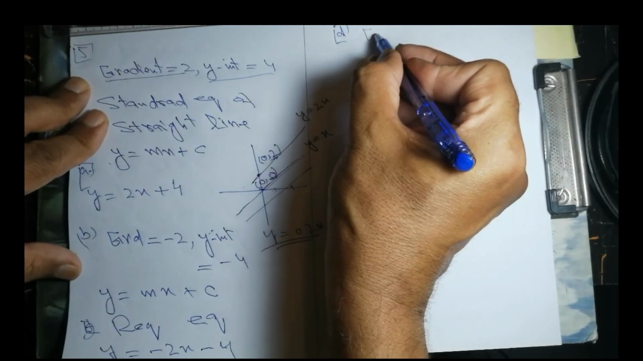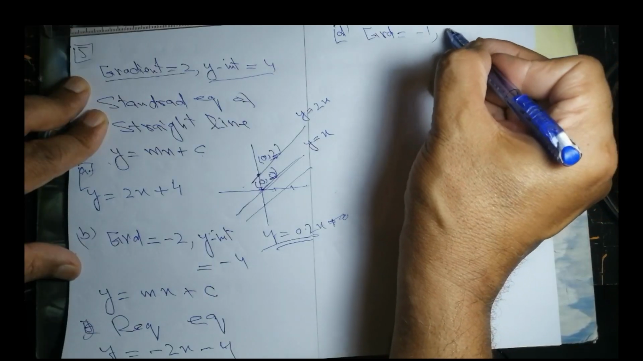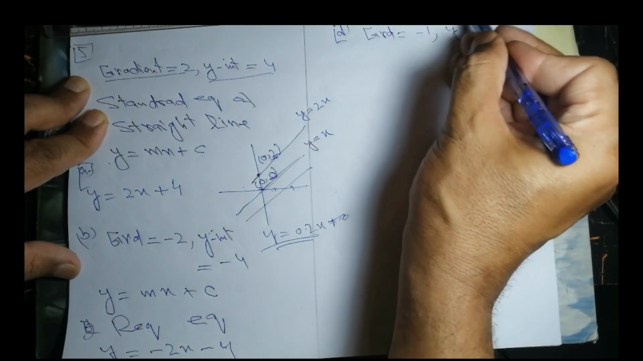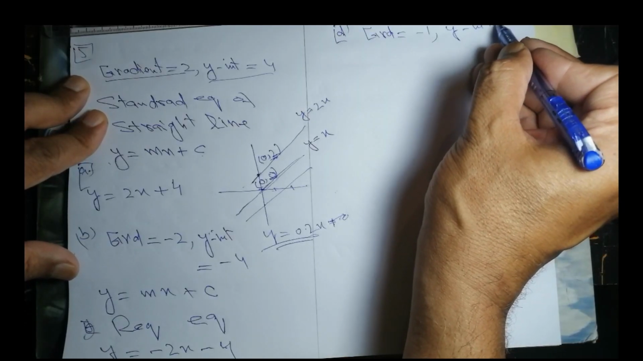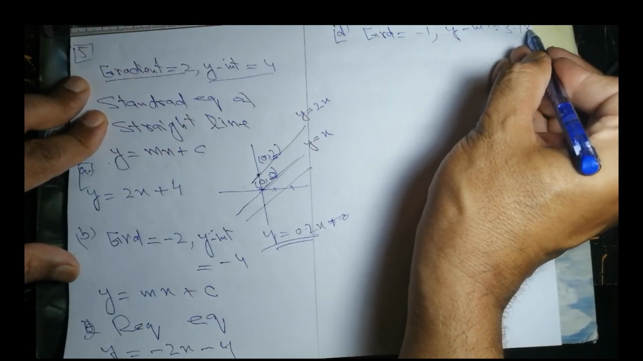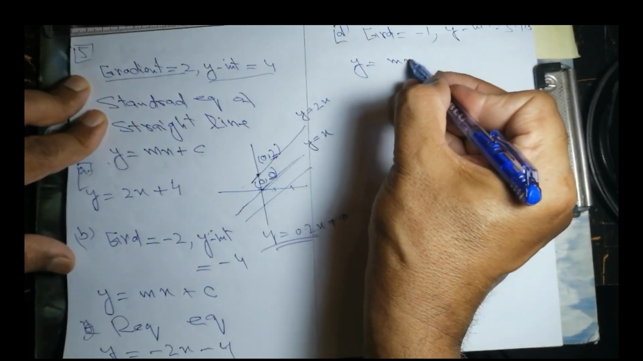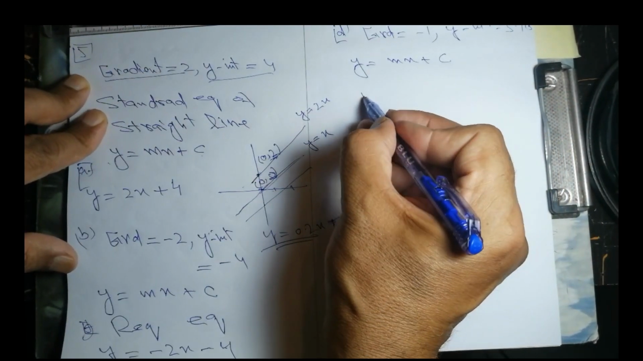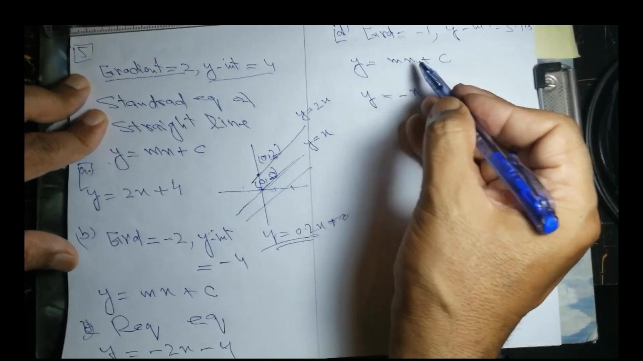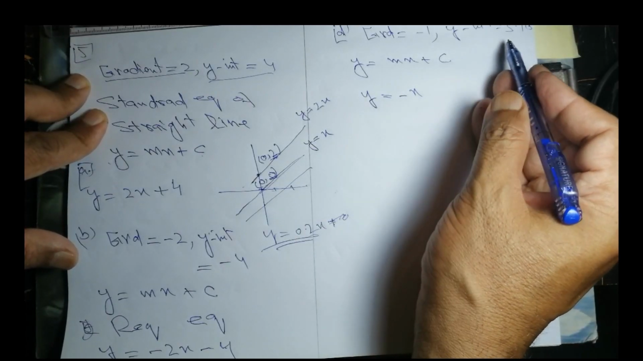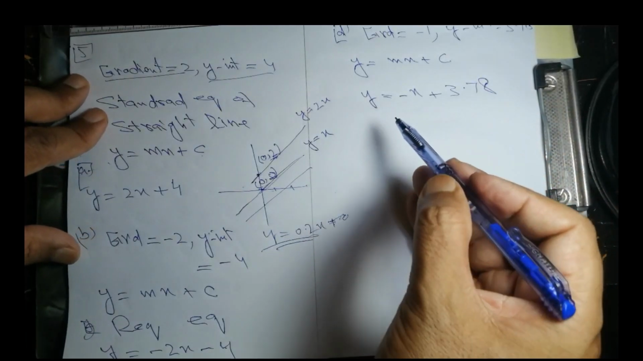And part D, gradient minus 1 and the y-intercept is given, 3.78. So the standard equation is y equals mx plus c. So y will be equal to, the gradient is minus 1, so minus 1 into x, minus x, and the y-intercept is plus 3.78. So this is the required equation.